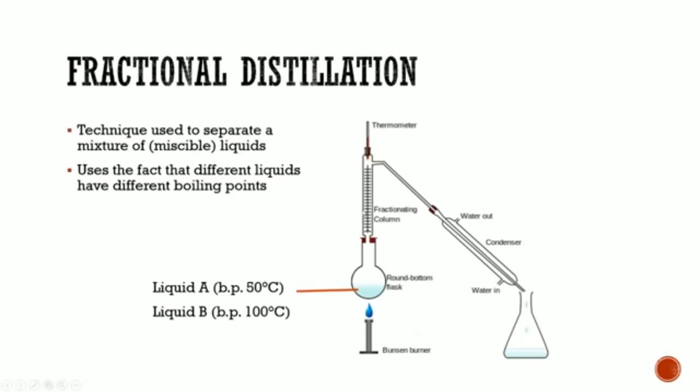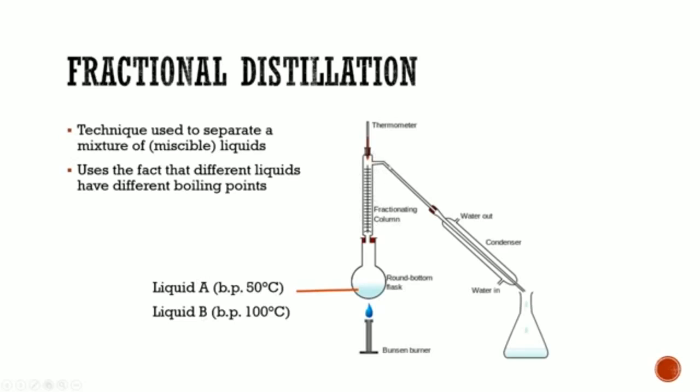But the main point is that the vapor of liquid A can only go up as far as the temperature of the column lets it go. So if it's not 50 degrees up top, then liquid A will not be able to make it all the way up top, okay? But eventually it will as the column heats up.